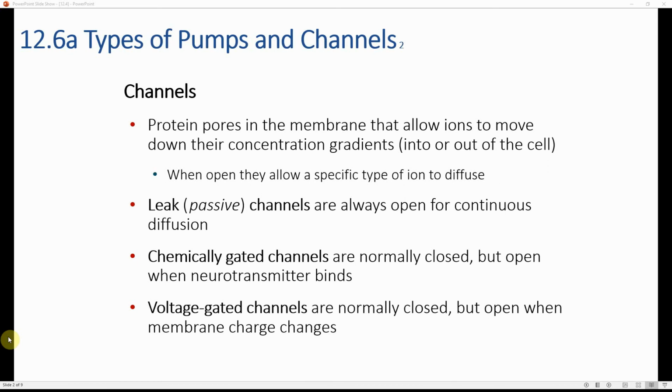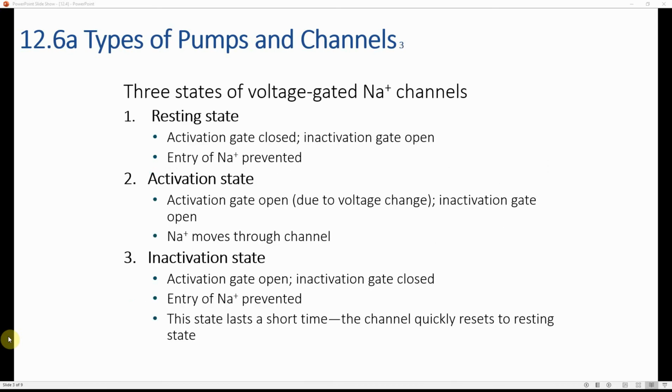So let's look at sodium channels. Sodium channels specifically, in their resting state, are closed. Even though we've got a high concentration of sodium outside of the cell, because we've pumped it there, and the sodium would love to follow its concentration gradient and go into the cell until we reach equilibrium, that entry is prevented because the gate is closed. If we open the gate due to a voltage change, then sodium is allowed to move through the channel.